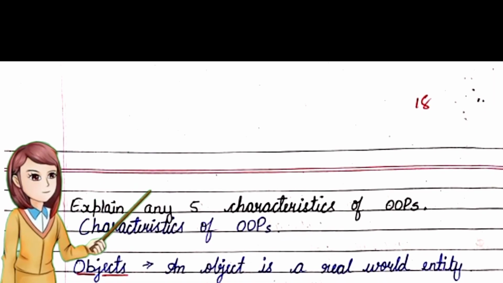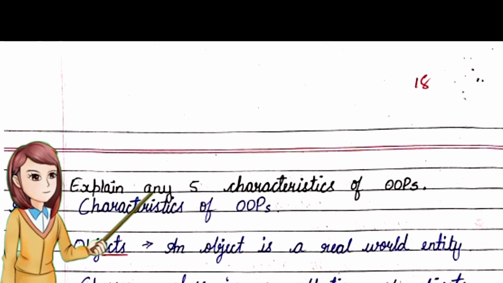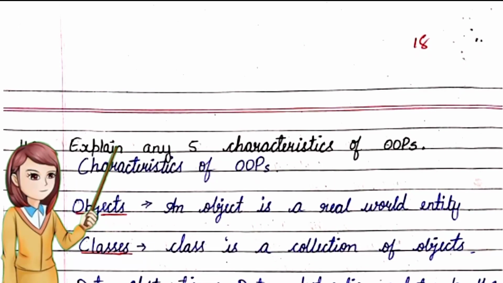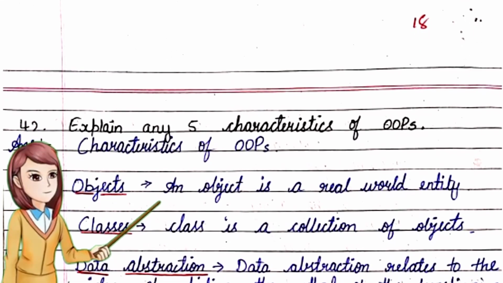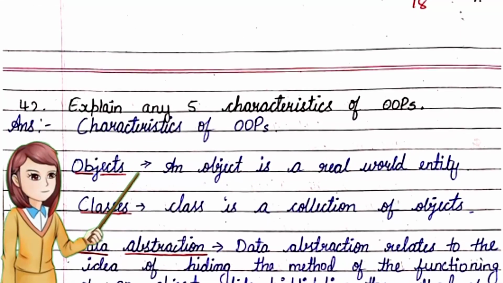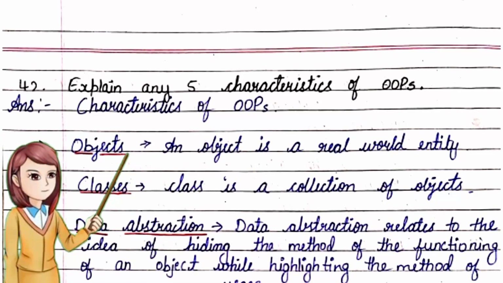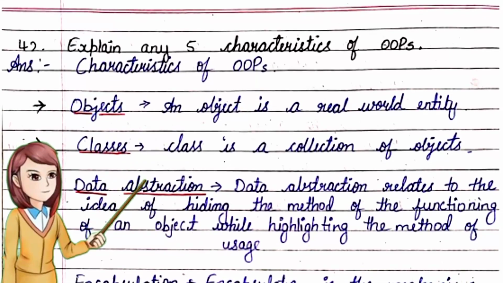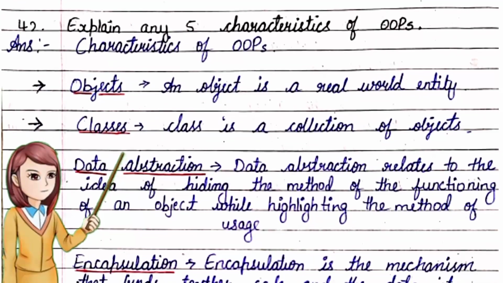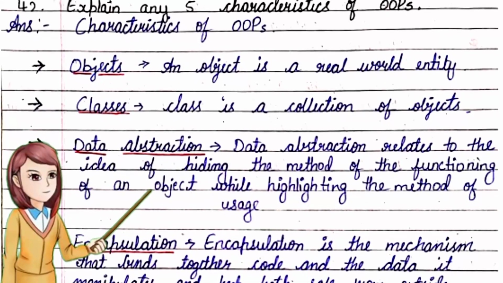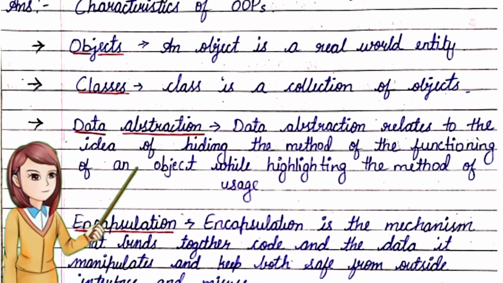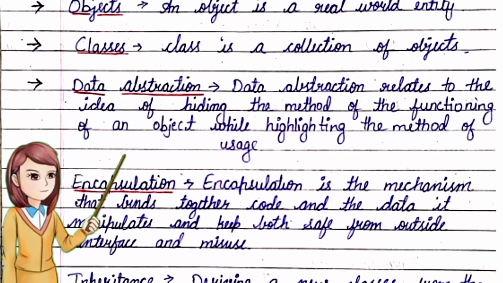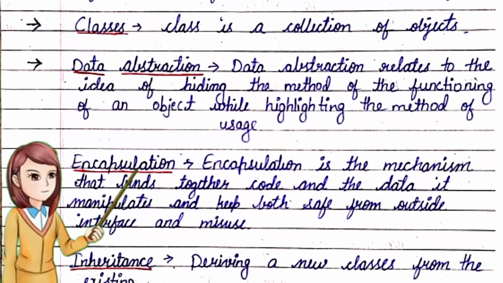Now the 42nd question, explain any 5 characteristics of OOPS. Characteristics of OOPS. Object. An object is a real world entity. Class is a collection of objects. Data abstraction. Data abstraction relates to the idea of hiding the method of the functioning of an object while highlighting the method of usage. Encapsulation. Encapsulation is the mechanism that binds together code and the data. It manipulates and keeps both safe from outside interference and misuse. Inheritance. Deriving new classes from the existing.